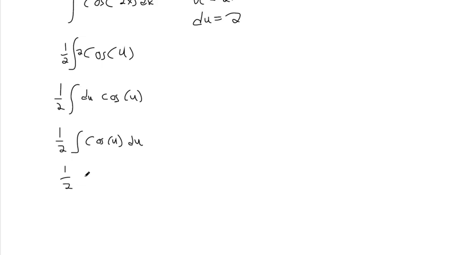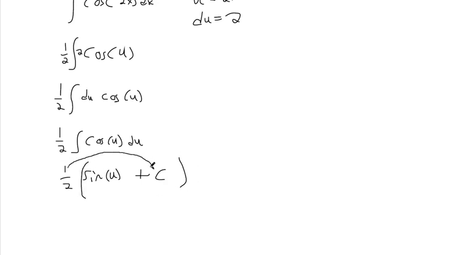Now the antiderivative of cosine of x is sine of x. So the antiderivative of cosine u is sine of u. And remember where I'm getting this from? This is because the derivative of sine would be cosine. And then it's an indefinite integral, so we're supposed to say plus some constant c.